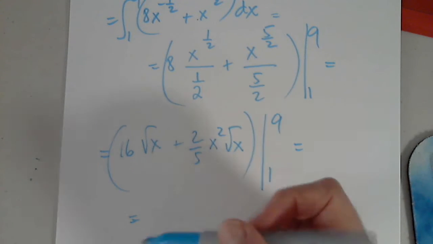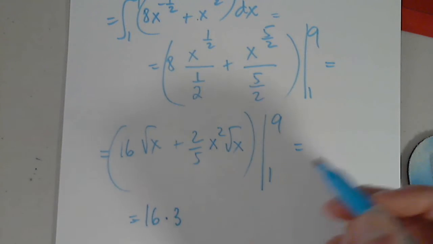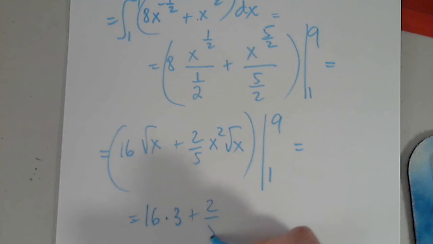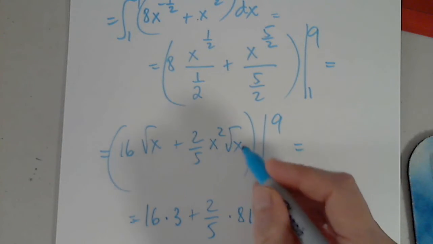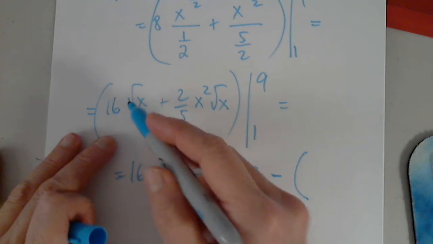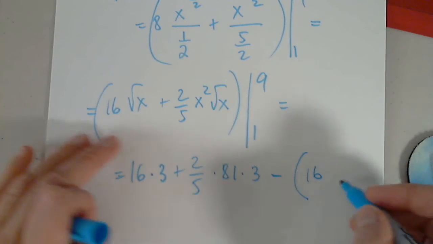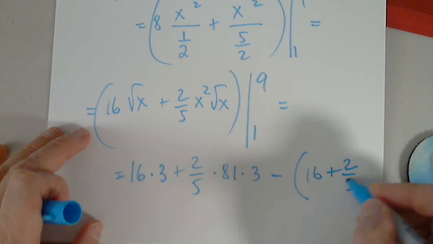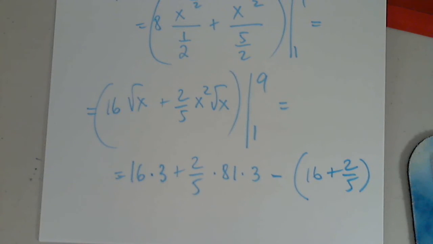Okay, so the square root of 9. So this is 16 multiplied by 3. And this is plus 2/5 multiplied by 81 and then multiplied by 3. But now minus, careful, when I plug in 1, I get 16. When I plug in 1, I get 2/5. And now I have to see what this means.